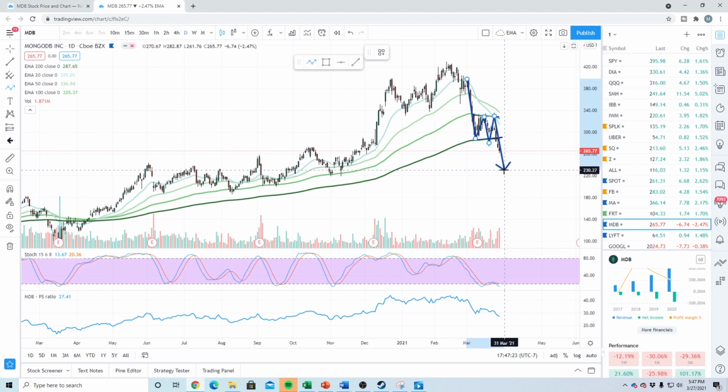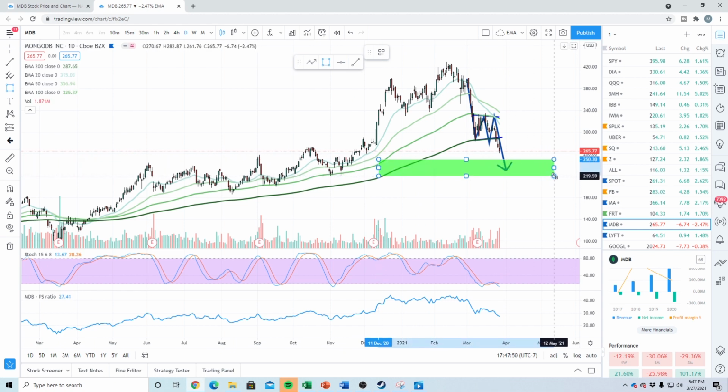Typically, I like to assume the market is going to be somewhat symmetrical. So if MongoDB dropped from 400 to 290, I'm thinking that this next leg down is also going to be pretty steep. So from 330, I'm thinking it's going to go below this. I'm trying to see if MongoDB is going to drop into this 250 to 220 range. I think it's going to receive a bounce somewhere in that range.